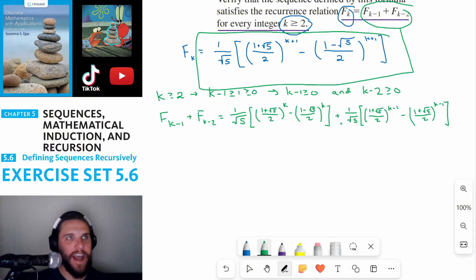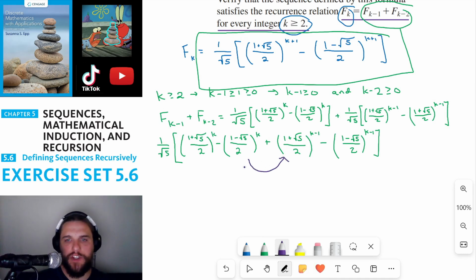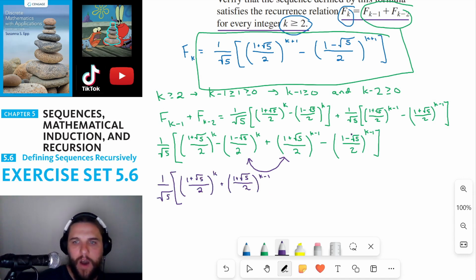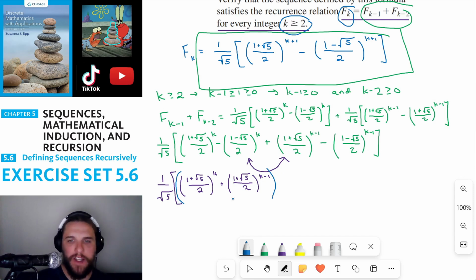We can start by factoring out the 1 over root 5 from both terms here. And then I'm going to swap these two terms here, so that we can group together the 1 plus root 5 over 2's, and we can group together the 1 minus root 5 over 2's. Now, if you notice, the terms with the 1 minus root 5 over 2 have a negative symbol in front of them. So when we write this out, I'm going to separate the 1 plus root 5 over 2's from the 1 minus root 5 over 2's.